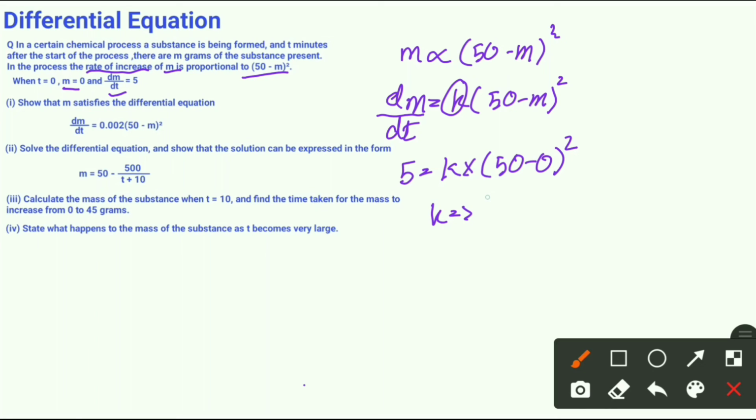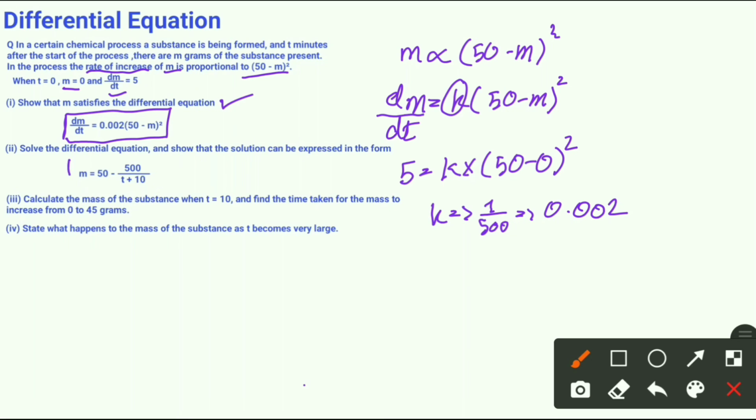5 upon 50 squared, it's 1 upon 500, which means it's going to be 0.002. So yes, we have this equation, we have satisfied this. So part 1 is done.